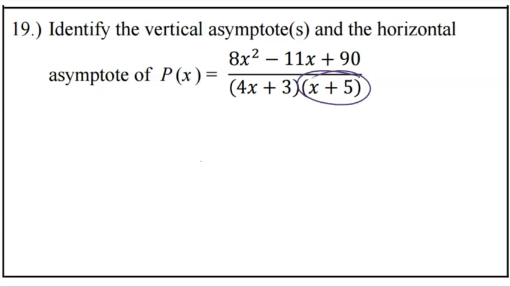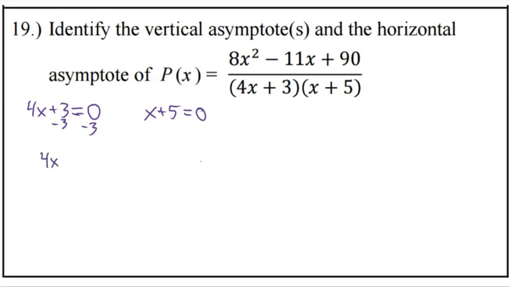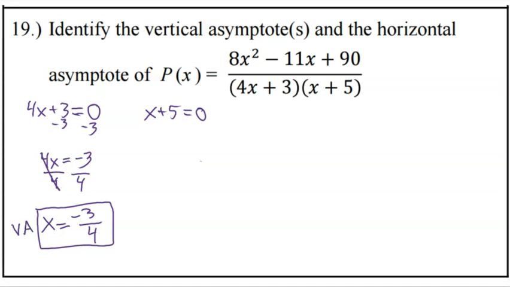Thankfully, this denominator is already in factored form, so all we have to do is set the denominator equal to 0. So 4x plus 3 equals 0. And then we set the other one equal to 0, x plus 5 equals 0. So over here, we're going to subtract 3 from both sides, and we get 4x is equal to negative 3. Then we divide by 4, and we get our vertical asymptote, x is equal to negative 3 over 4. So this is one of our vertical asymptotes, okay?